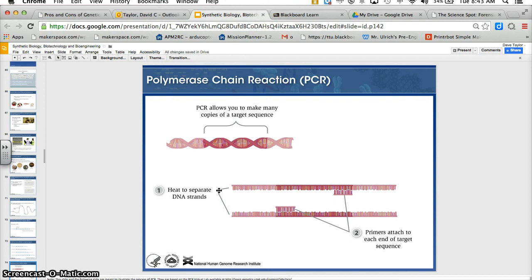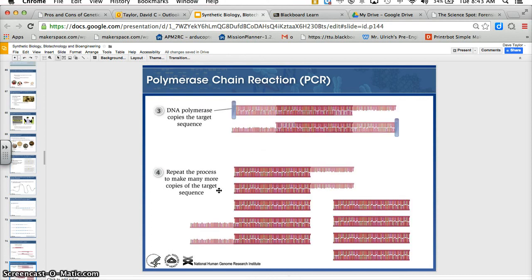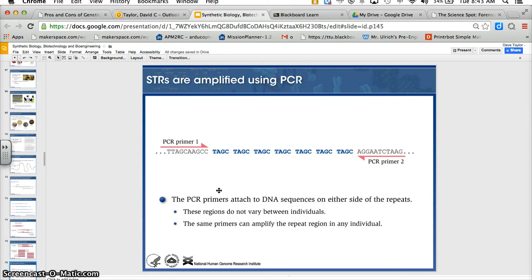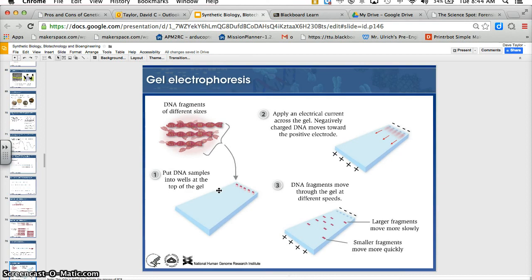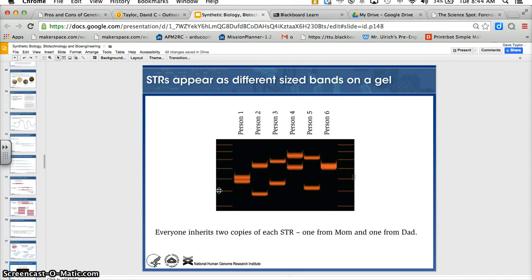In the next couple of slides is the process of this. Now the PCR primers attach to DNA sequence on either side of the repeats. These regions do not vary between individuals. The same primers can amplify the repeat because they are the same. There's more to this process. A little bit more about this. We know that everyone inherits 2 copies of each STR, one from the mom and one from the dad.